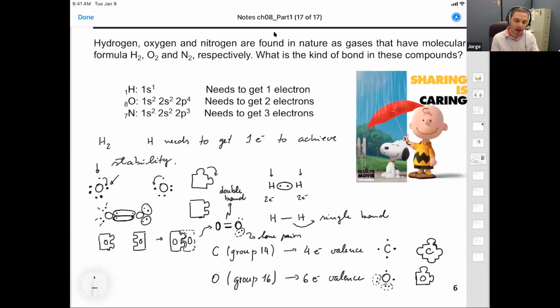Always when we have hydrogen, remember that for hydrogen, only two electrons will be enough to achieve stability. Therefore, hydrogen only makes single bonds. Okay, hydrogen cannot make more than one single bond.